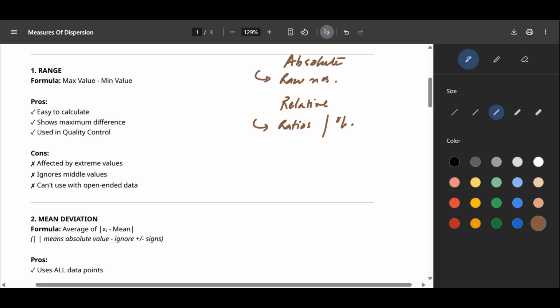Now let's meet the absolute measures, starting with the simplest one, the range. The range is the simplest measure. It's just the difference between the superstar and the underdog in your dataset. Super easy to calculate. As you can see, this is the formula.